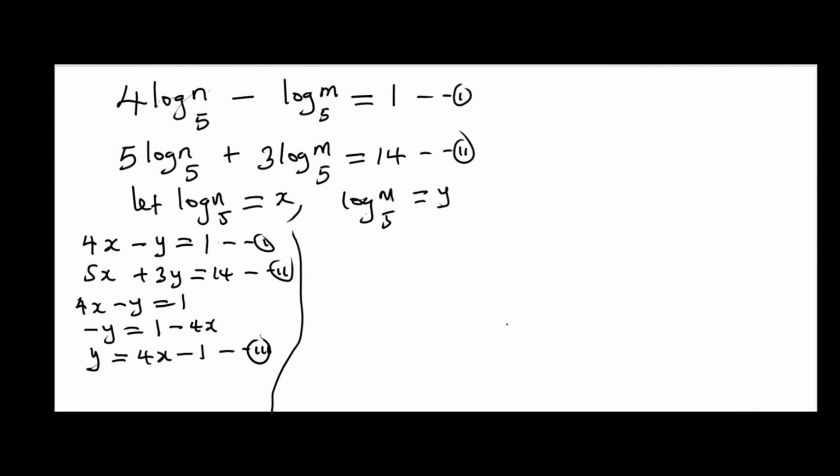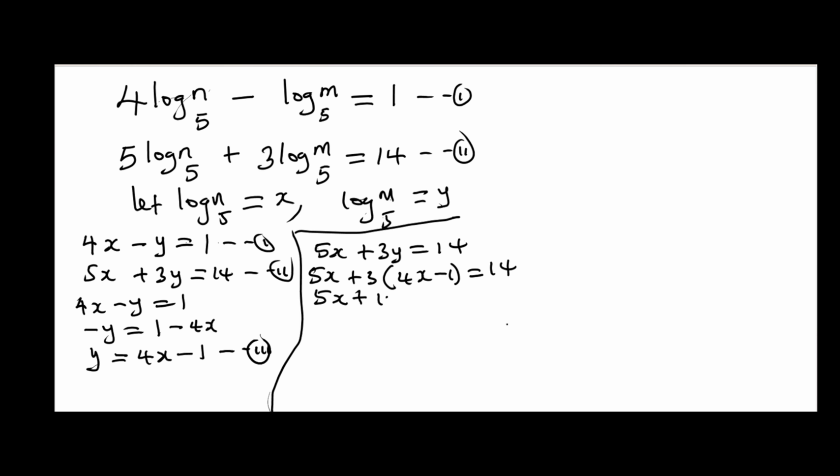Now, since we have equation 3, which is the value of y, let's input the value of y in equation 2. What's equation 2 again? Equation 2 states that 5x plus 3y equal to 14. Now remove the value of y and input 4x minus 1. Then we have 5x plus 3 into 4x minus 1 equal to 14. Clear the bracket: 5x plus 12x minus 3 equal to 14.